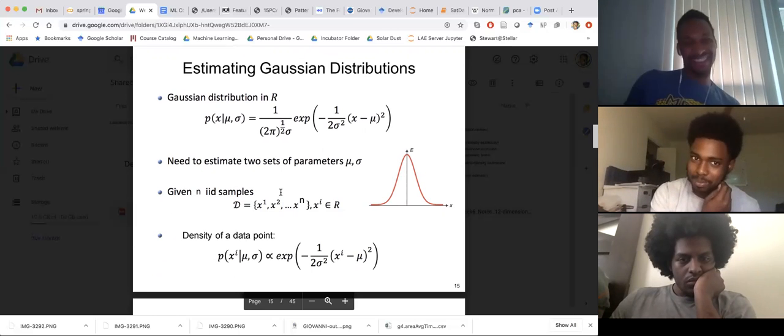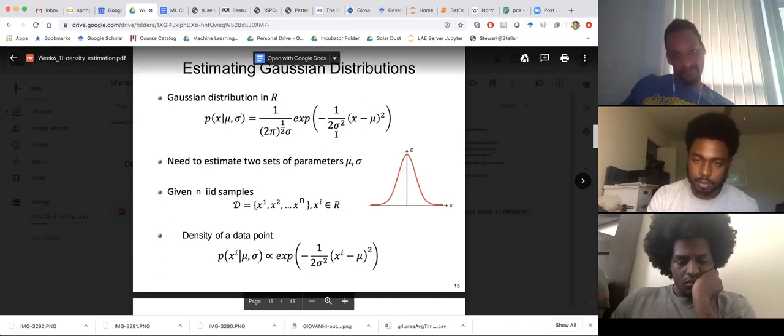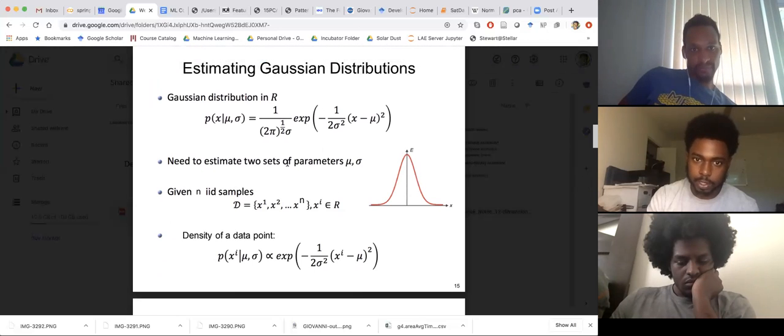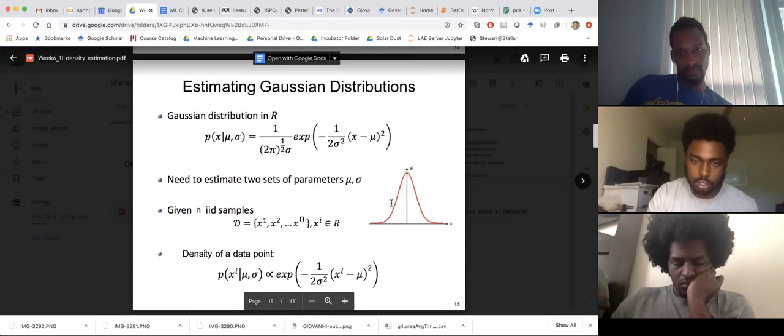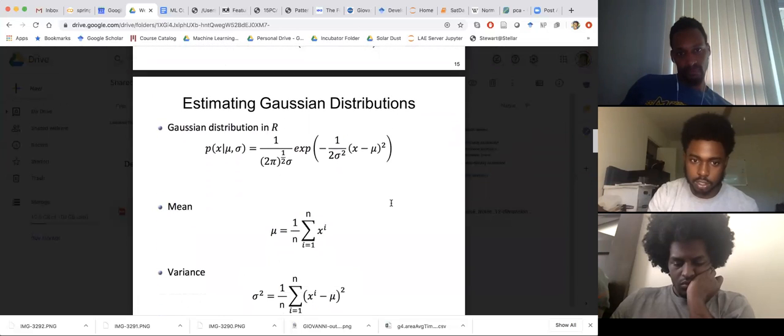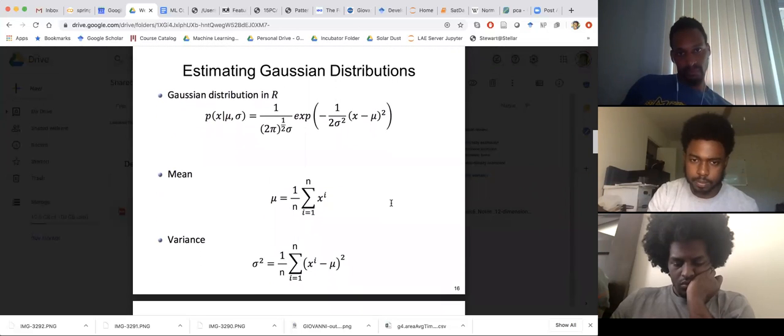Similar thing with the Gaussian distribution, right? We have our probability density function. We need to estimate two sets of parameters. We're given this data D, and we want to get the likelihood of getting some value x_i given these parameters that describe our Gaussian distribution. Here are the equations for the mean and variance.